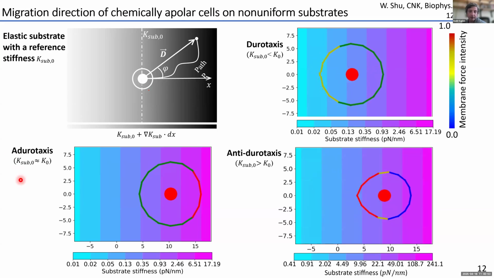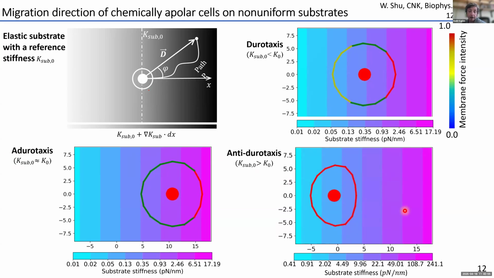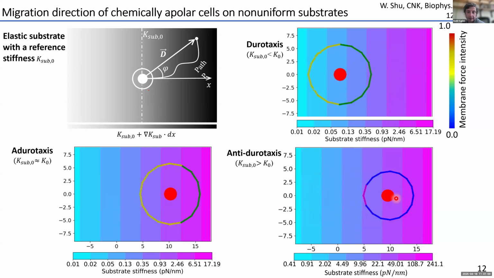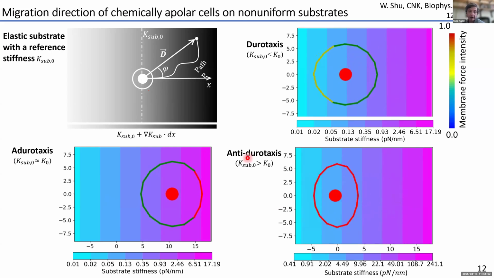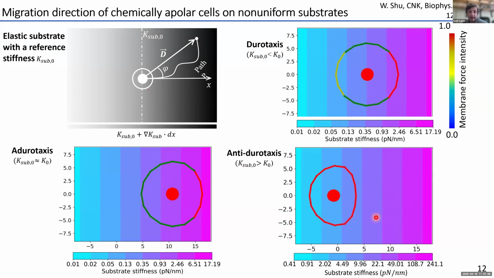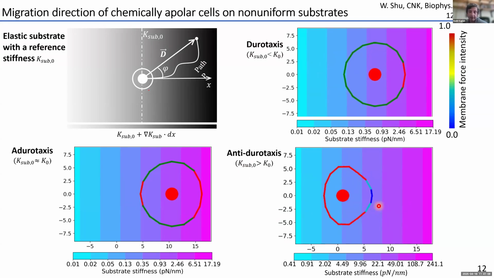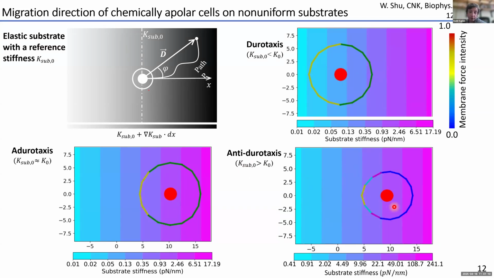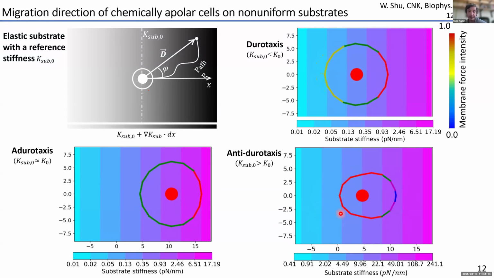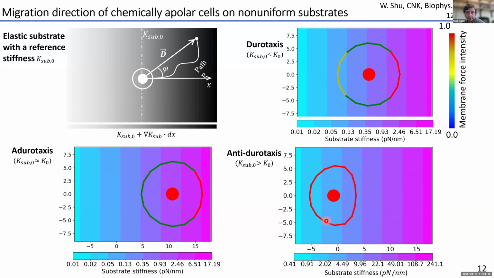But of course, now you can start the cell from stiffer regimes, from positions where the substrate stiffness is much higher than the threshold stiffness. And then what the cell does is this anti-durotactic behavior. So it starts migrating from high stiffnesses to low stiffnesses. But then at some point, it gets stuck again.